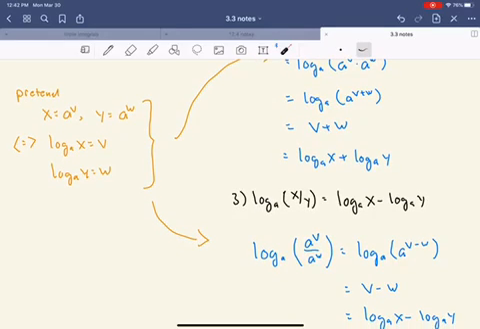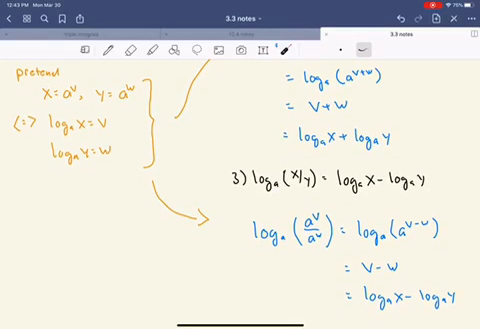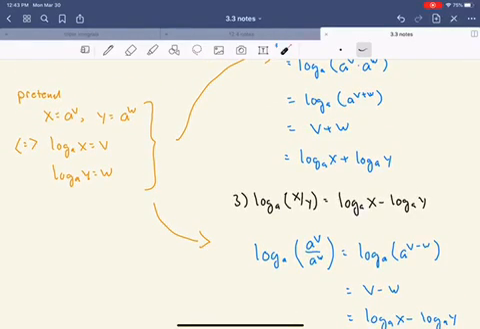Similar argument gives you that if you're dividing inside the logarithm, you're going to subtract logs. Okay? Dividing inside the logarithm means you subtract the logarithms. Okay? So, same thing. X is a to the v, y is a to the w. So, logarithm of x over y is just logarithm of a to the v over a to the w. Now, remember our exponent rules. A to the v divided by a to the w is just a to the v minus w.